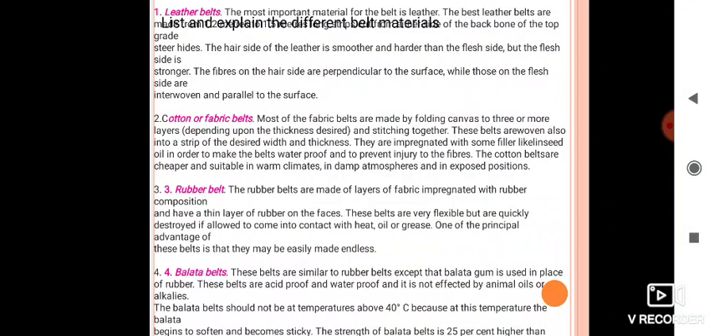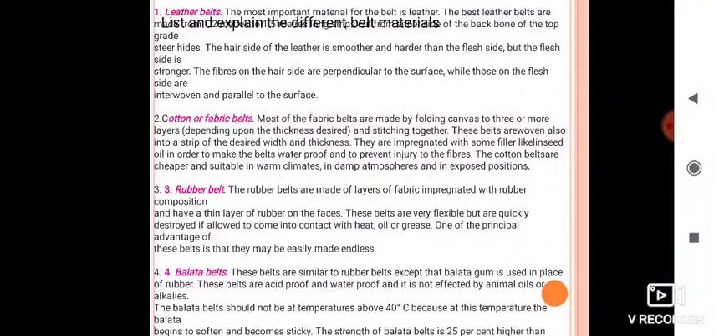Then fourth, balata. Balata belts are similar to rubber, except that balata gum is used in place of rubber. These belts are acid proof and waterproof, and are not affected by animal oils and alkalis. The balata belt should not be used at temperatures above 40 degrees centigrade, because at this temperature balata begins softening and becomes sticky. The strength of balata is 25% higher than that of a rubber belt.